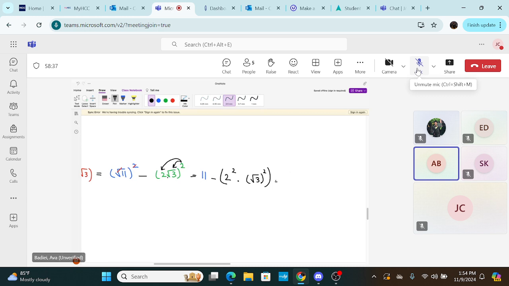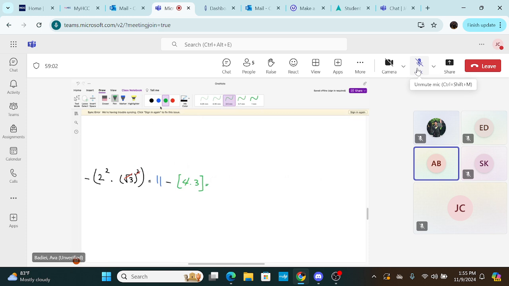Now, when we try to simplify this, we are going to have 11 minus 2 squared is 4 times. Now, for this one, again, power and radical cancel. It's just a 3. So we're going to have 11 minus 12, which is -1.